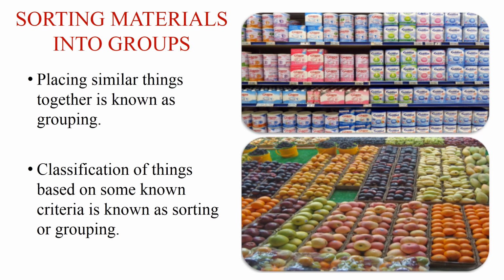Placing similar things together is called grouping. For example, in supermarkets, grouping is done by keeping similar items on the same shelf, which makes it easier for us to find the item which we need. So we can say that the process of classification of things based on some known criteria is known as grouping or sorting of materials.